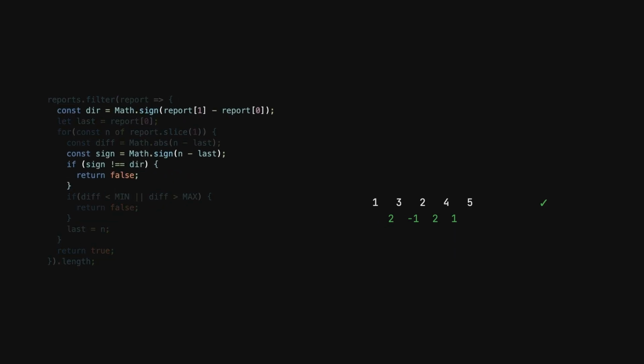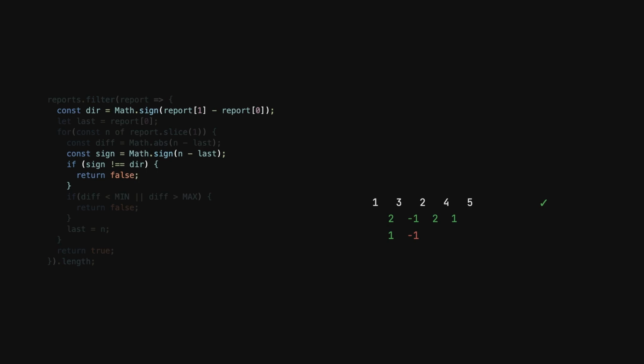Before iterating, we'll use math.sign to get the direction of change between the first 2 numbers in the array. At each iteration, we'll ensure that the sign of the difference is the same as the sign we stored at the beginning. This ensures that the differences in the report all continue in the same direction.